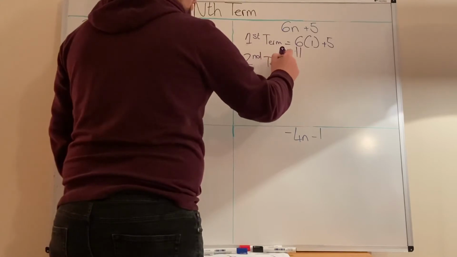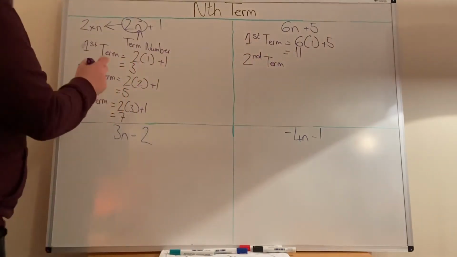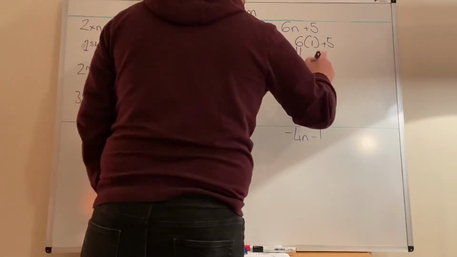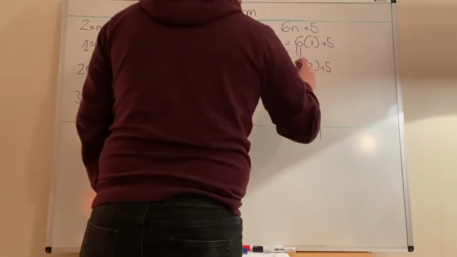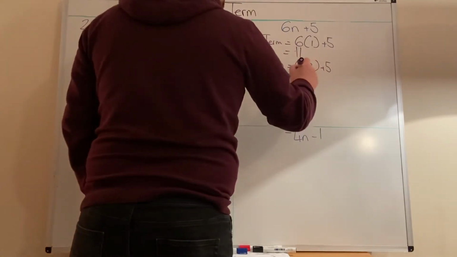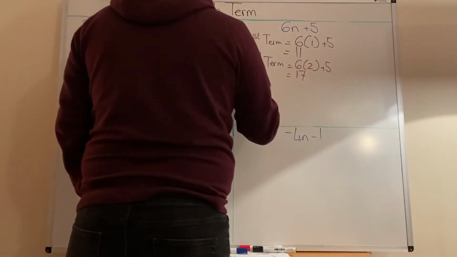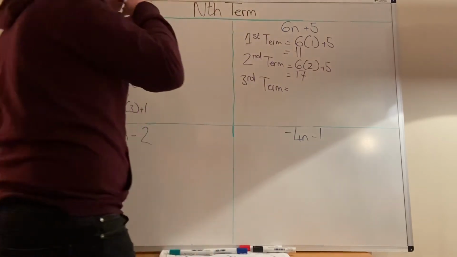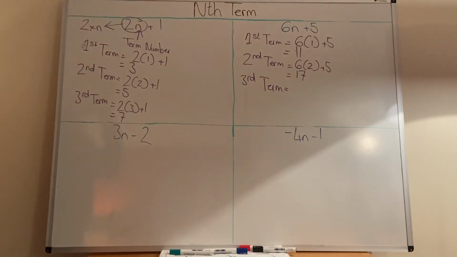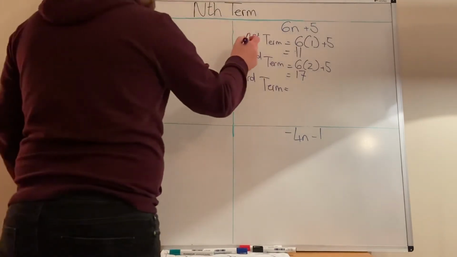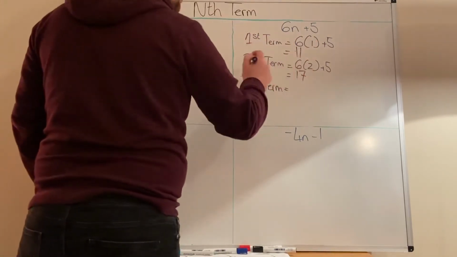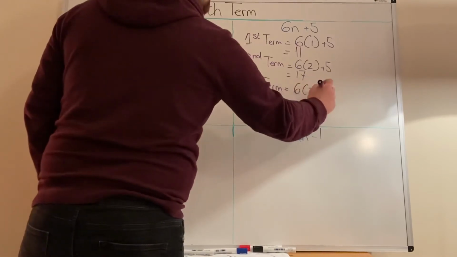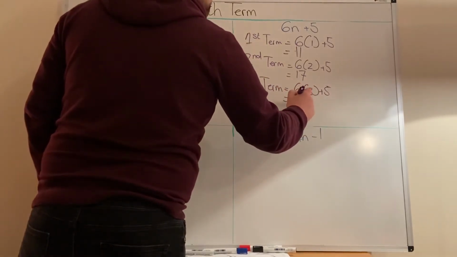Second term. What did we say for the second term? n equals 2. So you're going to do 6 times 2 plus 5. 6 times 2 is 12, plus 5, 17. Third term. For the third term, n will equal what? Look at the pattern. First term, 1. Second term, 2. Third term, 3. 6 times 3 is 18, plus 5 equals 23.